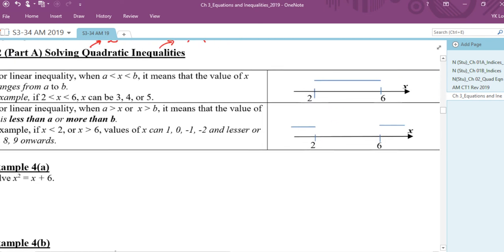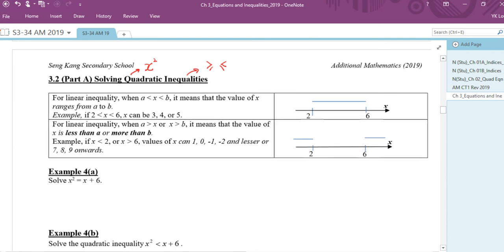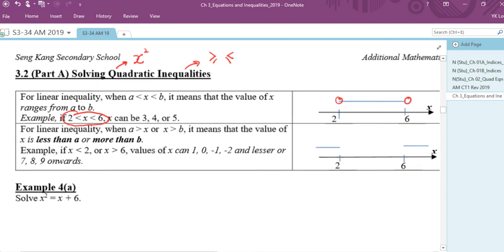For linear inequality, I will have this. Can you draw a circle? And it means that x can only be 3, 4, 5. Agree? Agreed? Now, if I have this, it means that x can only be less than 2. Maybe I draw a circle and an arrow. Your notes don't have it? Only this straight line. And since it's not equal, you don't color. So far, okay. So all these are linear.